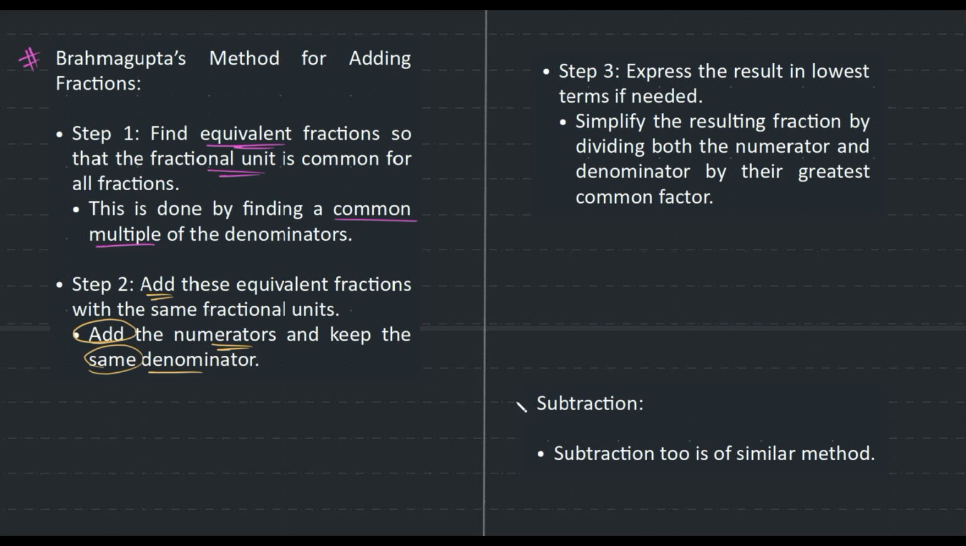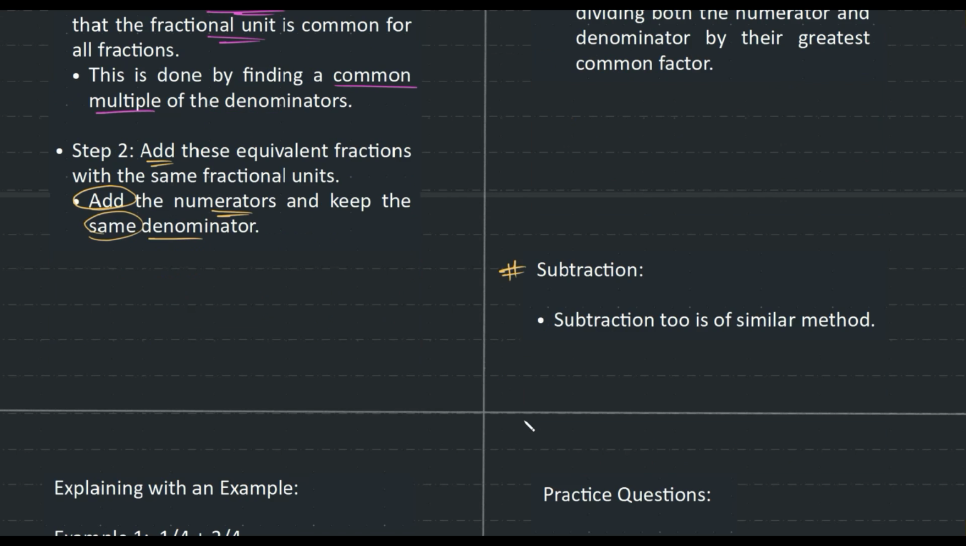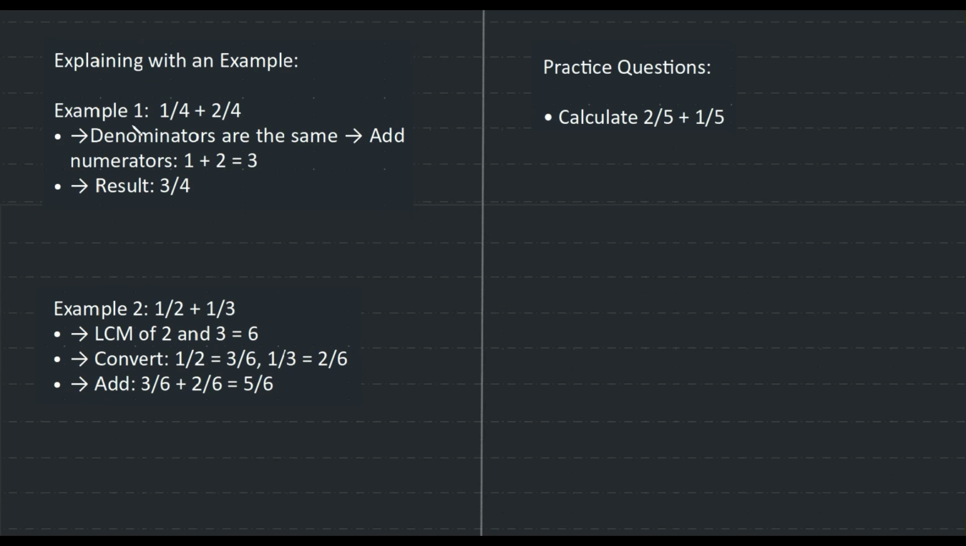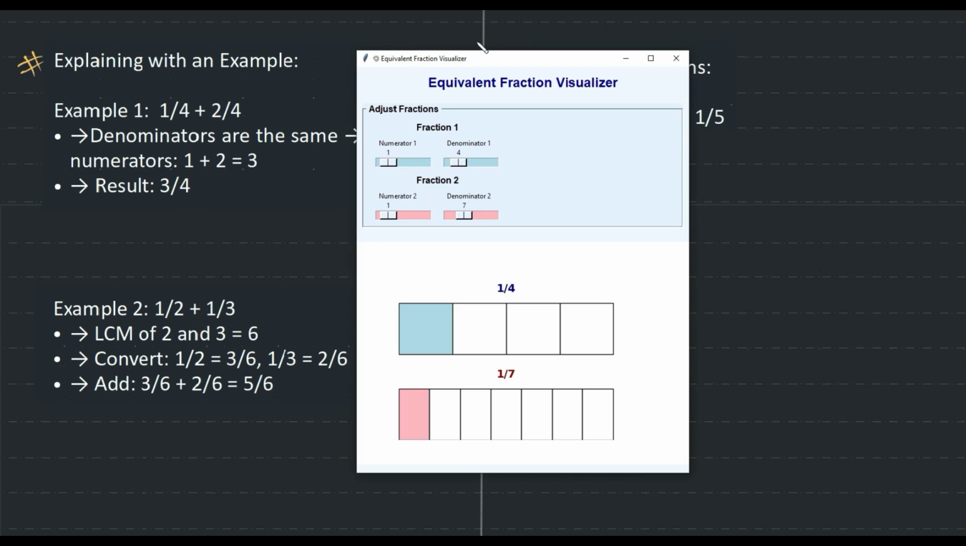Similarly, we can do the subtraction as well. Instead of adding, we subtract. Okay, so that's about addition and subtraction. Now we'll take up an example. What we have here is 1 by 4 and 2 by 4. Let me show this. Say this was 1 by 4. Yeah, 1 by 4. And this is 2 by 4. So can you see that the slices are the same?